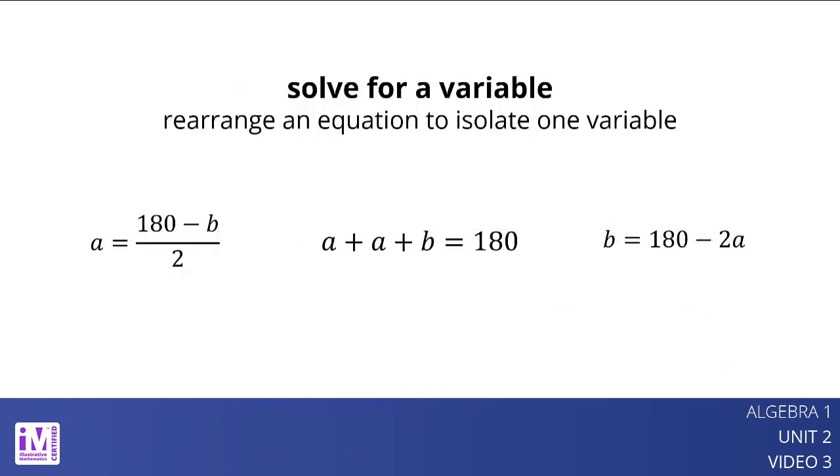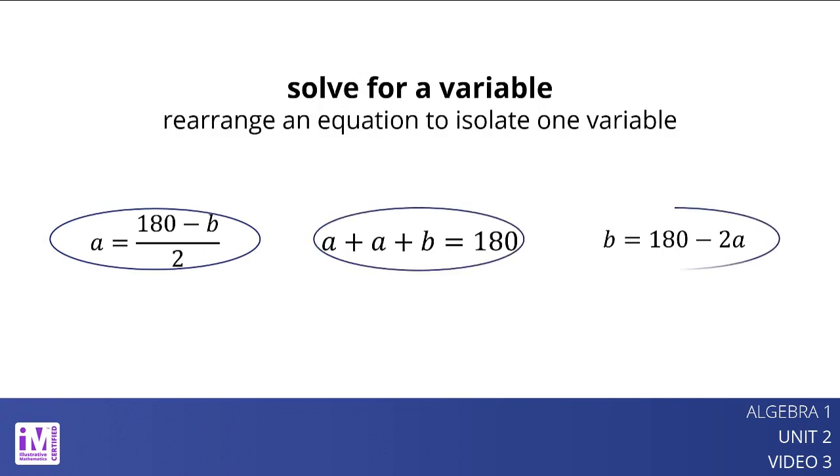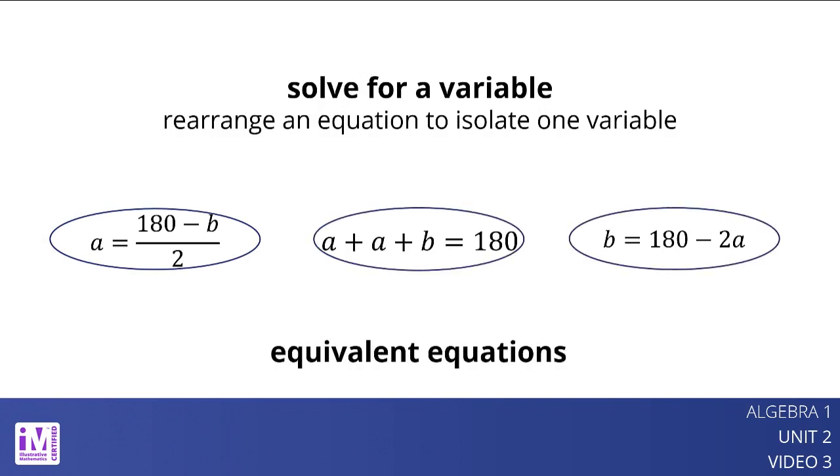To solve for a variable, rearrange an equation to isolate one variable. In this example, we have solved for a and solved for b. These are all equivalent equations. Depending on what information we have and what we are interested in, we can choose a particular equation to use.